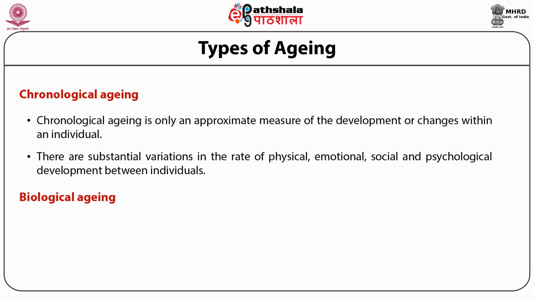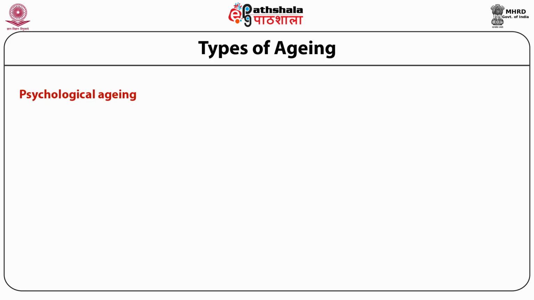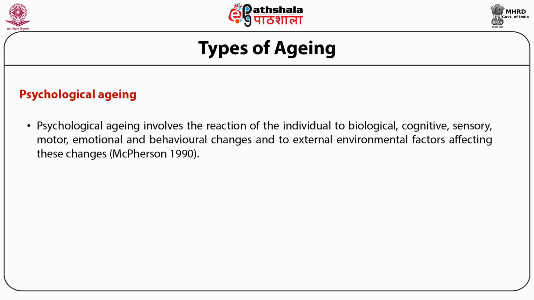Biological aging. It takes into account individual differences. Biological aging mainly reflects the relationship between biological maturation or deterioration and changes in an individual's ability to adapt and perform specific physical, cognitive, and social tasks. Psychological aging. Psychological aging involves the reaction of the individual to biological, cognitive, sensory, motor, emotional, and behavioral changes, and to external environmental factors affecting these changes.